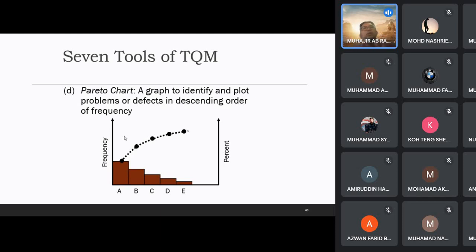So for the theory, only 20% of your activities can give impact to 80% of your output. That's why you need to identify the 20%, so that you focus on the significant impact rather than work on the rest of the 80%, because this 80% will give you only 20% of the output. The details of this Pareto, you can watch on the YouTube link I give you at the end of this slide.